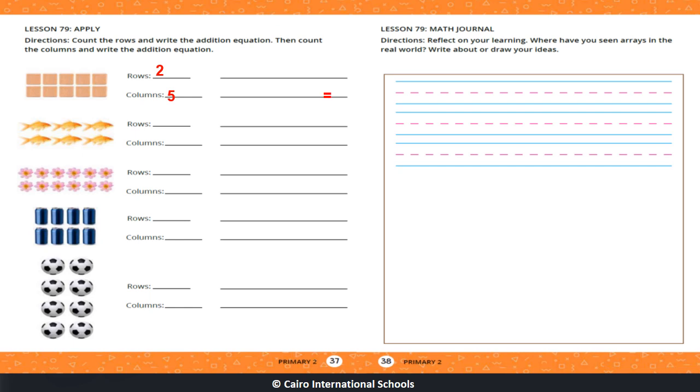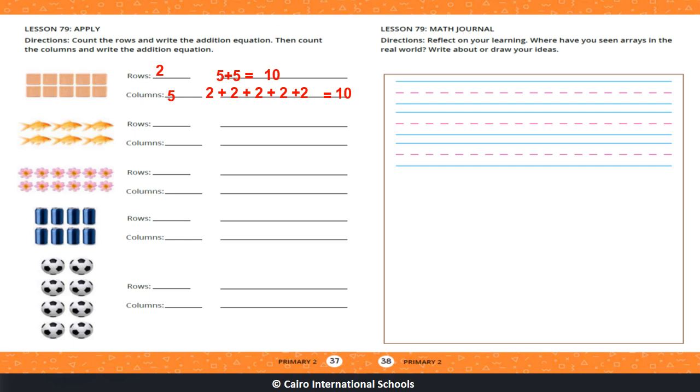Each row has how many squares? Each row has 5 squares. So we will write 5 plus 5, 2 times, equals 10. And the addition equation for columns, we have 5 columns. Each column has 2 small squares. So we will write 2 plus itself 5 times equals 10 also.